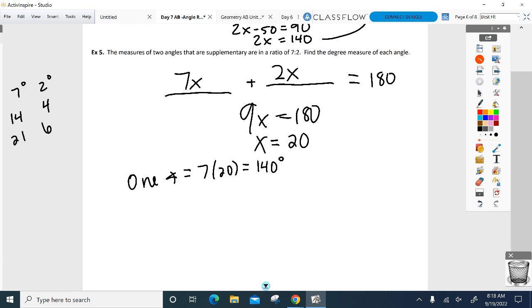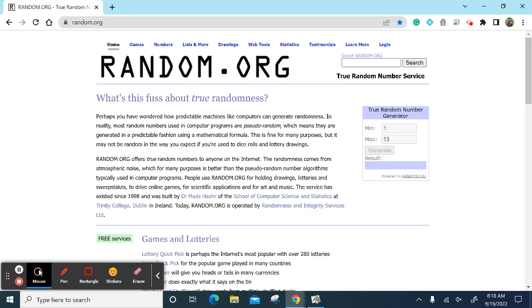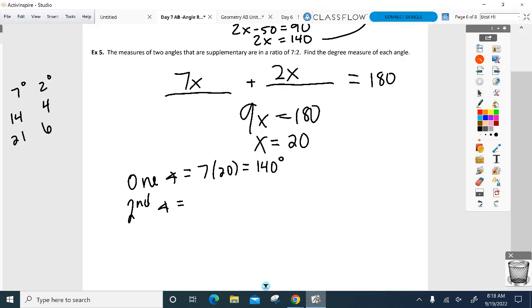And how do I find the other angle? Now what do I multiply by 20? 2 times 20. There you go. 2 times 20 equals 40. Quick check. Do they add to 180? Darn right they do.